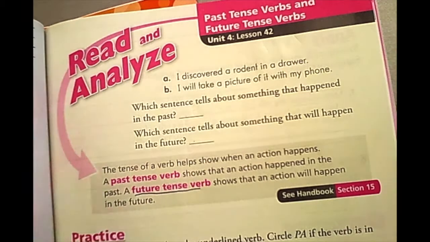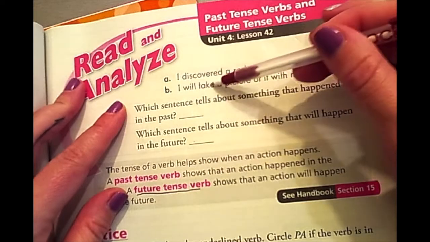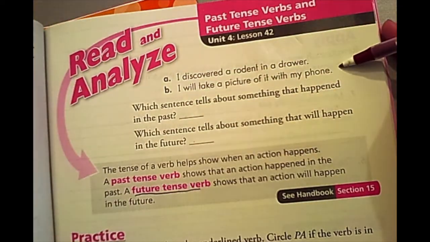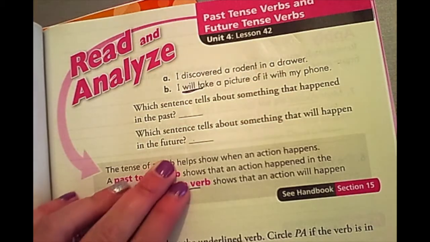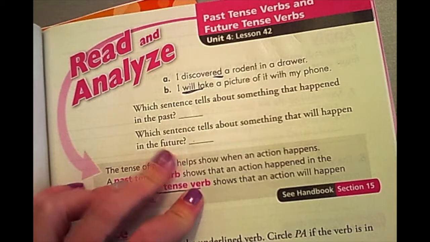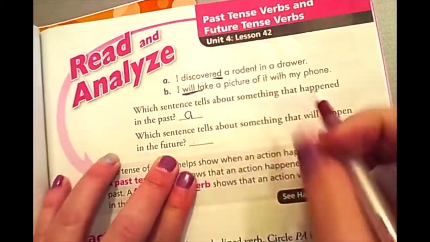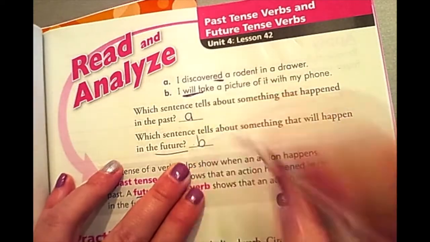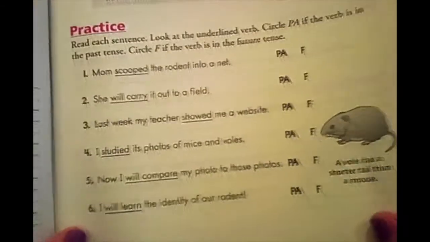Let's read our sentences. It says, I discovered a rodent in the drawer. I will take a picture of it with my phone. Okay, so we know we have our clue word. Will take means we haven't done it yet. And the ED is our clue word for past tense. So the something that happened in the past is A, and in the future is B. All right.